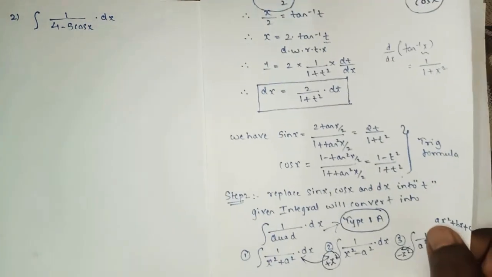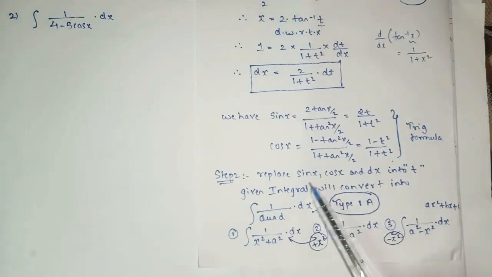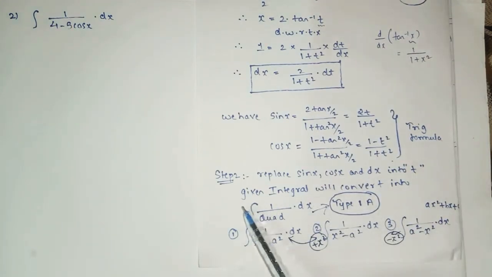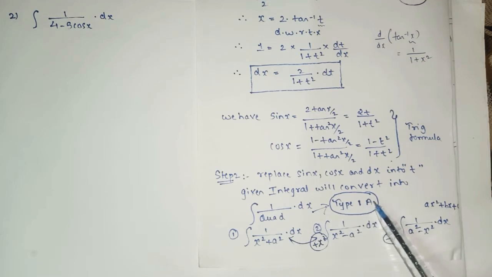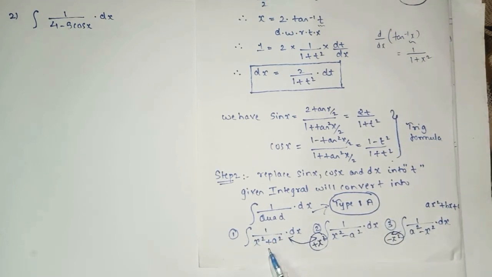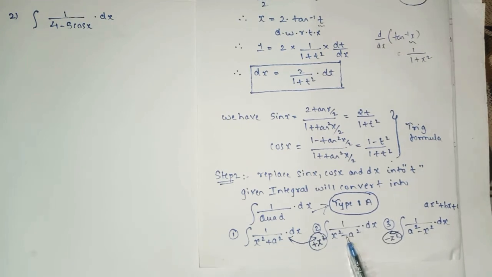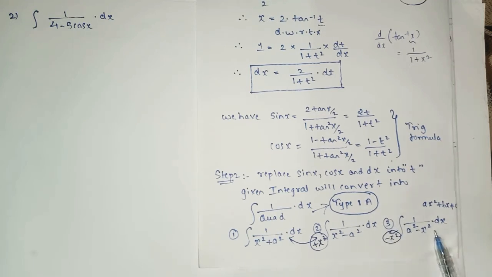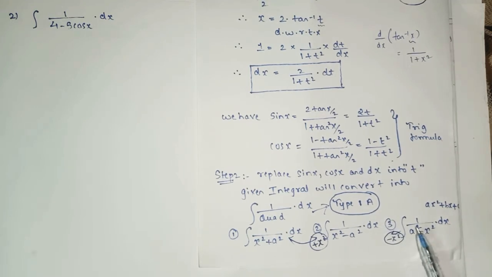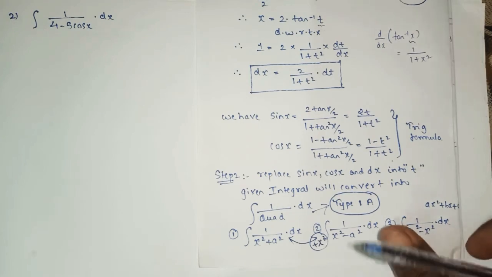In step number 2, what you will do? You will replace sin x, cos x and dx into t. The given integral will convert into the form 1 upon quadratic, and we know that 1 upon quadratic is type number 1 A, where there are three formulas. One is integral 1 upon x square plus a square, the second is 1 upon x square minus a square, and the third is 1 upon a square minus x square. Whenever the sign of x square is negative, straight away you have to apply the third formula.